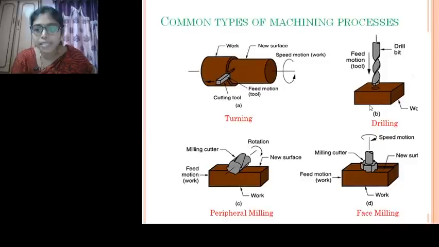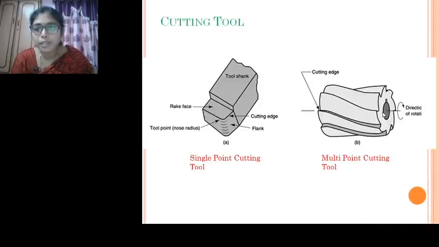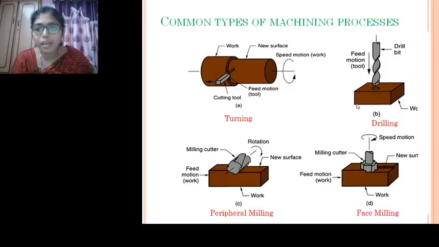Now in this present figure, this drill bit is used to machine holes. The tool in a drilling process which we use is a drill bit, which has two cutting edges which will be participating in the material removal process. Now, this is mainly used for drilling holes.